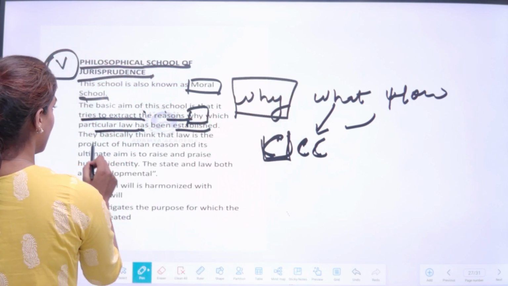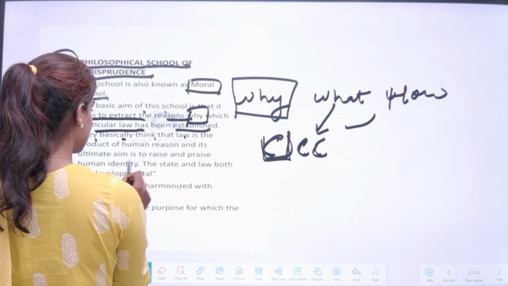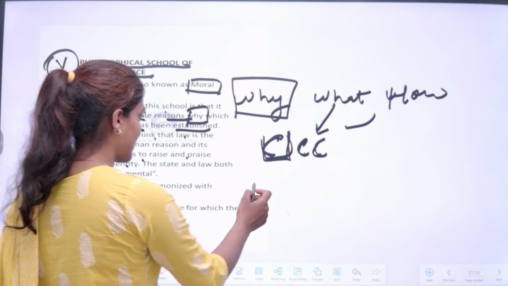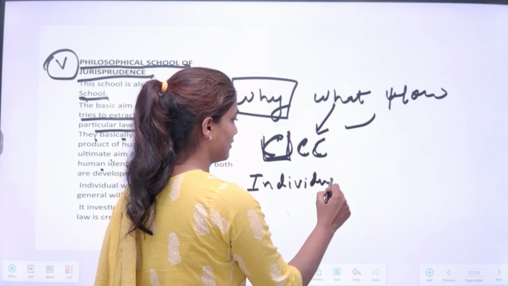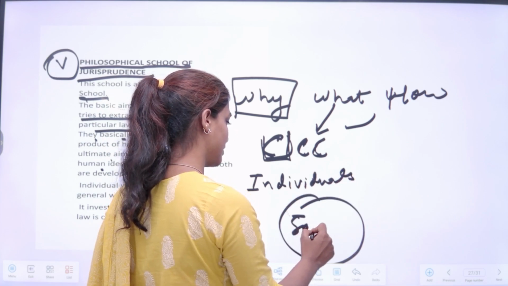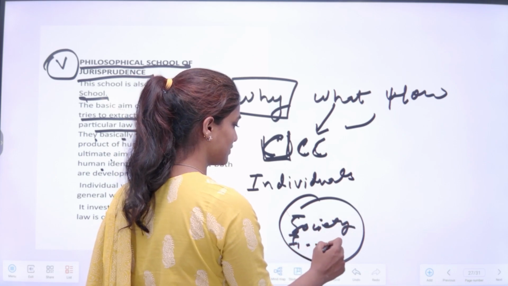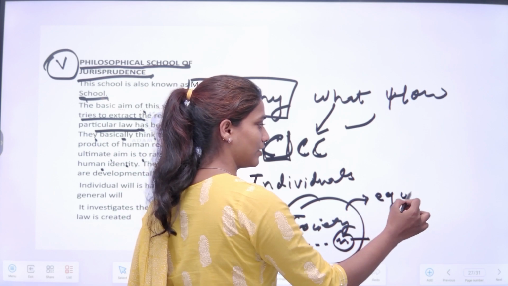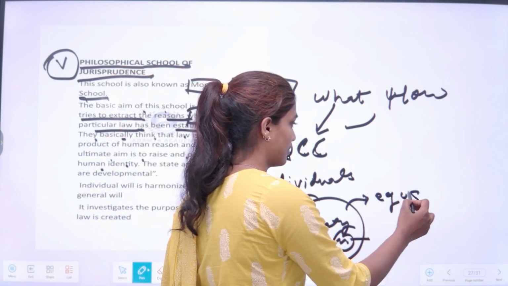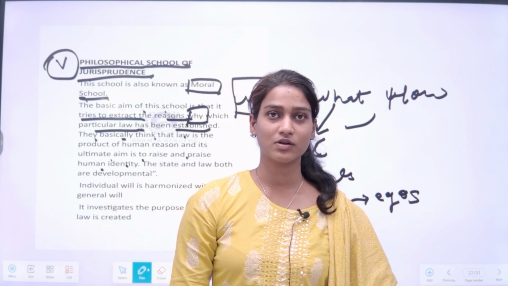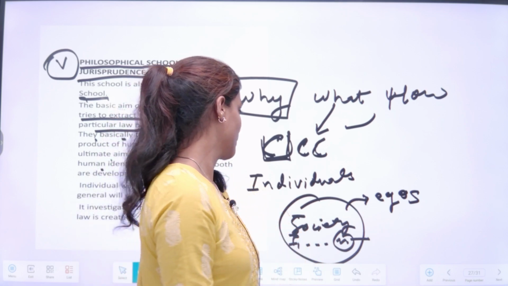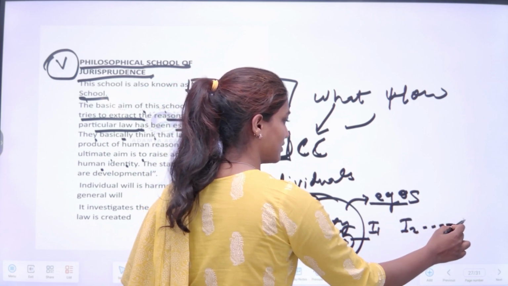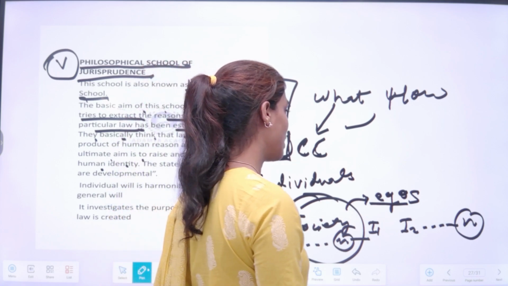They basically think that law is the product of human reason and the ultimate aim is to raise and praise human identity. For example, let us take individuals who are present in a society. Society contains a group of individuals, say n number of individuals. They all have different egos of their own. So how will the society take into account all the egos which different individuals have? They will look into what individual 1 has to say, what individual 2 has to say, and similarly what individual n has to say about a particular law.